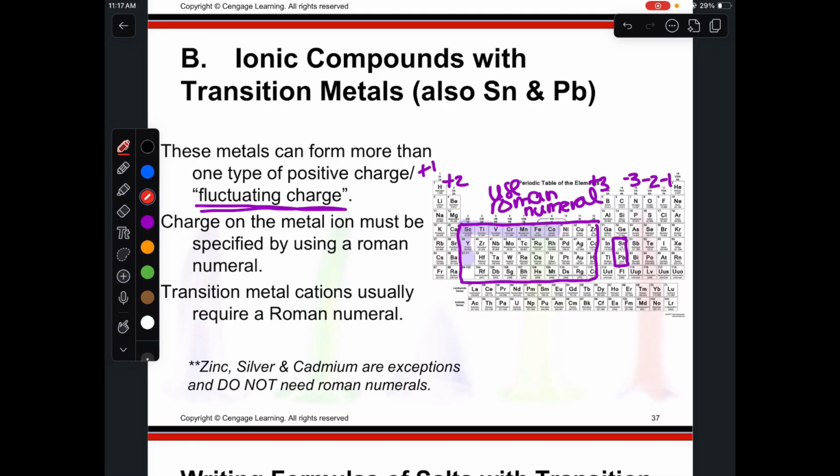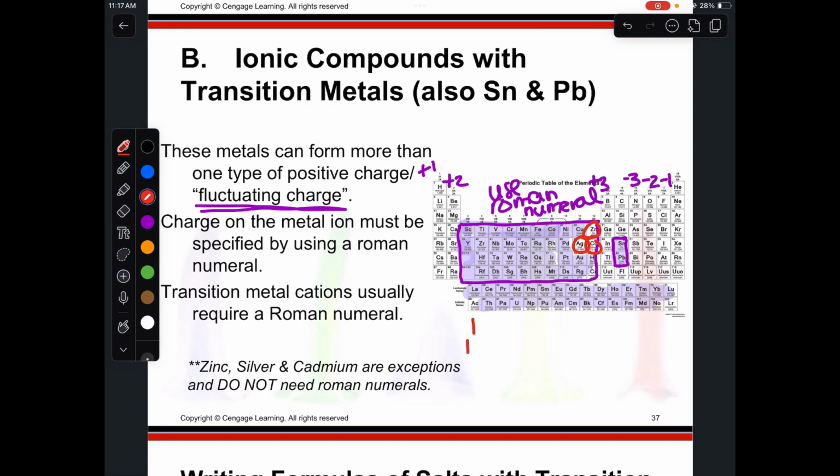Now there are a couple exceptions, which we're going to get to in a minute, but I'm going to make sure I circle those. So the zinc, silver, and cadmium actually have fixed charges, meaning they don't need Roman numerals, but everything else does. Okay, and these as well. So anything there, we need to use a Roman numeral.